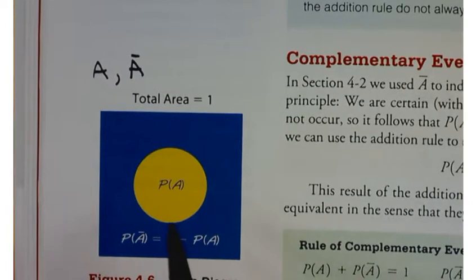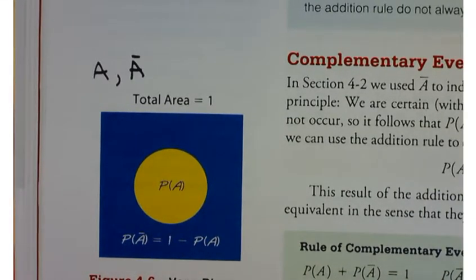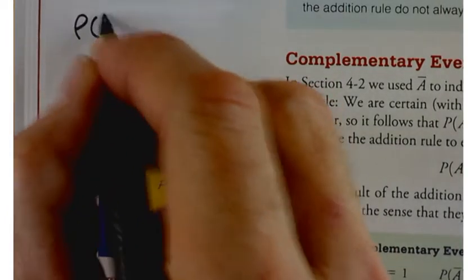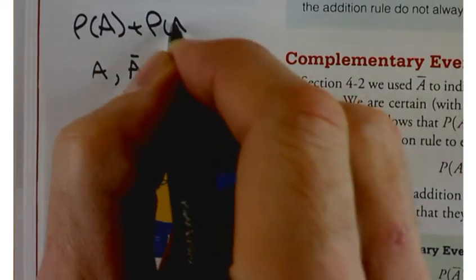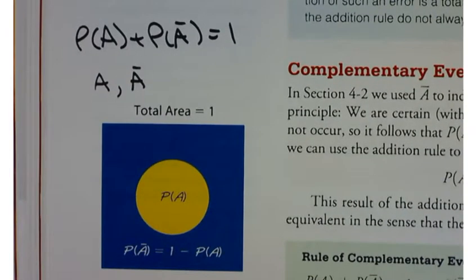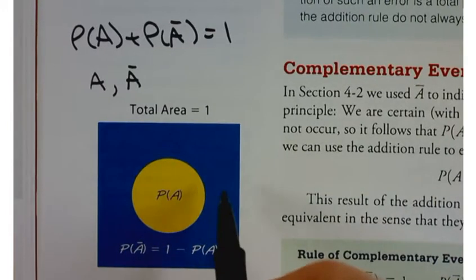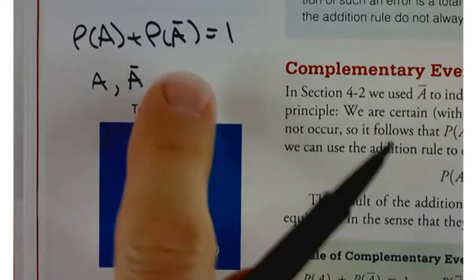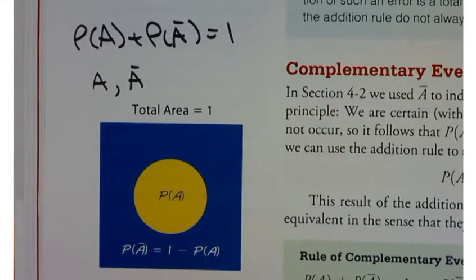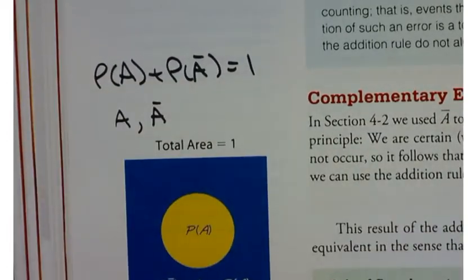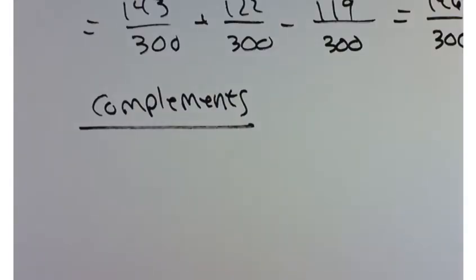Now, what that means for us is if you're looking at the probabilities, the probability of A plus the probability of not A, the complement of A, is 1. That's everything that can happen. You're either in here or you're in here. Because we have this probability equation, A or not A, we can get a couple more.